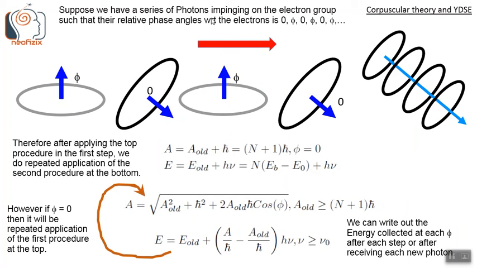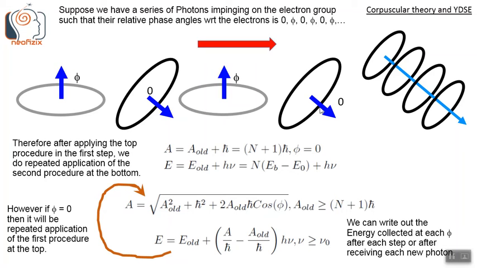Suppose we have a series of photons impinging on the electron group. This is the electron group, and these are the series of photons impinging on it, such that their relative phase angles with respect to the electron group are 0, phi, 0, phi, and so on. The first photon is parallel to it, the second photon is aligned at some phase difference angle phi, the third one is the black photon, which is aligned with the group, the fourth is not aligned, and so on. So there is a series, 0, phi, 0, phi, 0, phi, with this group. And we use these procedures we discussed here.